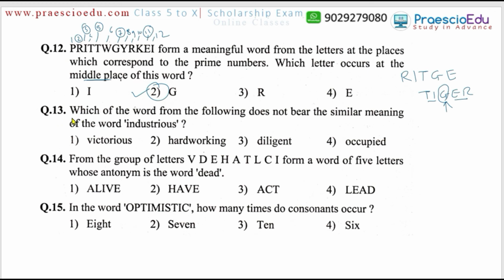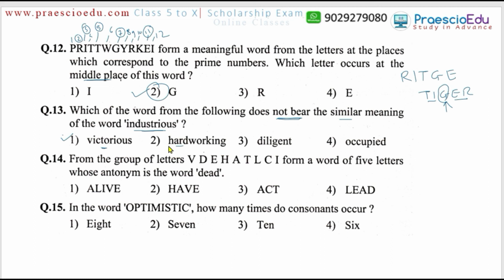Now, question 13. Which of the words from the following does not bear a similar meaning to the word industrious? Industrious. Now, bearing similarity means industrious and victorious. Victorious is like fighting or army-related. So this is not actually a similarity. This option may be it, but we have to check the other options first.